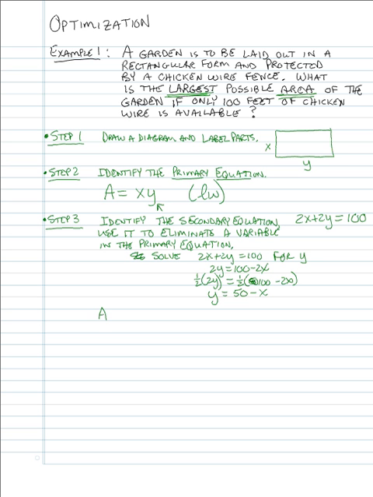So now I've got A is equal to x times, instead of y, I've got this value of 50 minus x. So x times (50 minus x). And then, of course, I have that in simplified form, 50x minus x squared. So I have my area, or my primary equation, in one variable, and now I'm in a position that I can maximize. So step 3 will be to find the critical numbers. Step 4. Find the critical numbers of the primary equation, the critical values.